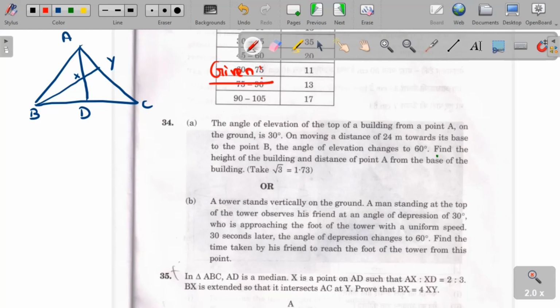So given AD is a median. So what is the takeaway from this point? Which means BD is equal to DC. Because AD is a median, this means BD is equal to DC.